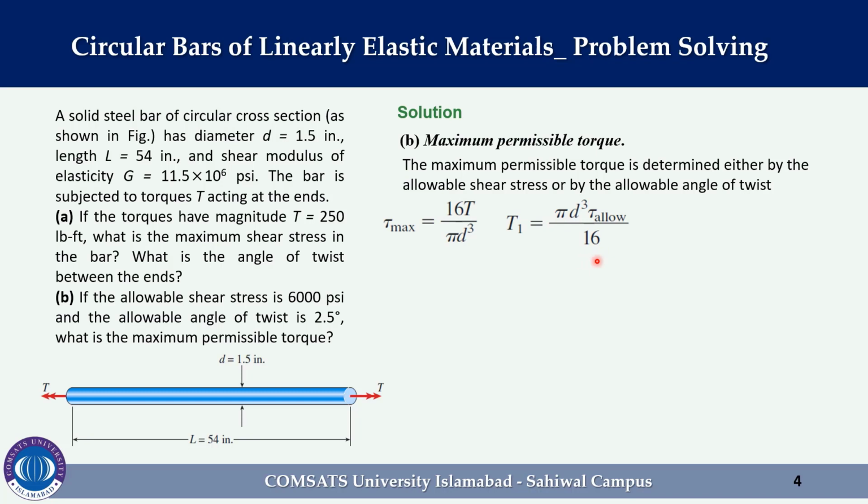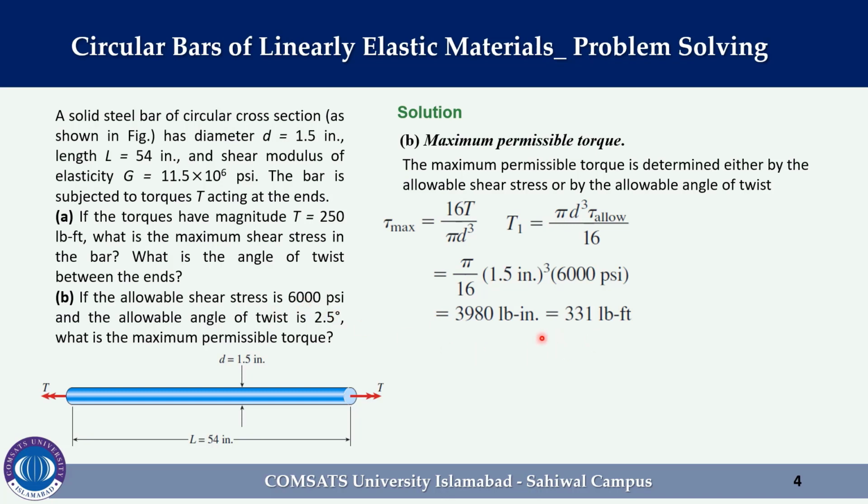Here we know the value of d, that is 1.5 inch, and the value of allowable shear stress is also given in the statement, that is 6000 psi. So after some simplification, the maximum permissible torque is 3980 pound-inch, or we can also write this as 331 pound-feet. Any torque larger than this value will result in a shear stress that exceeds the allowable stress of 6000 psi.